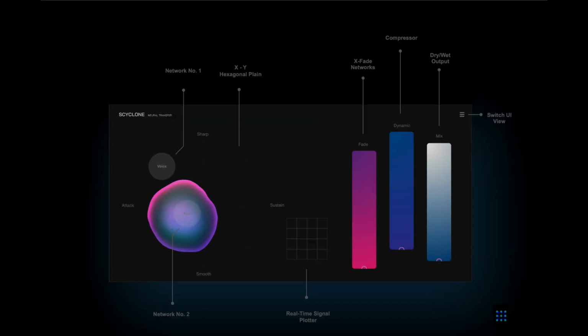On this slide you can see the user interface. On the left-hand side, two different network nodes are positioned on an XY plane, freely floating between different sound characteristics. In the center, you have the real-time signal plotter, ensuring the sound is actually passing through the plugin. The fade fader allows the user to mix between the outputs of the network. The dynamic fader applies compression, and the dry-wet output mixes between the raw and the wet audio signal.